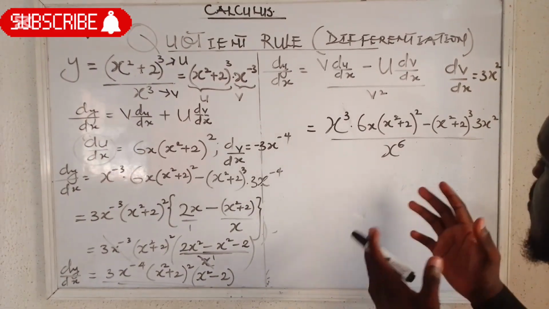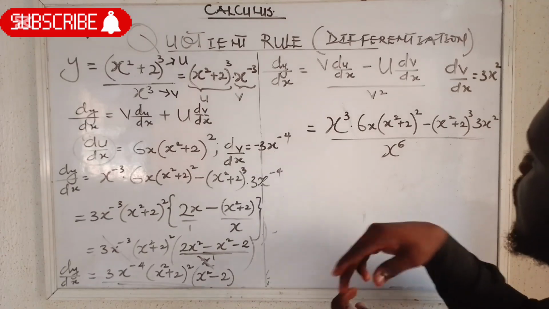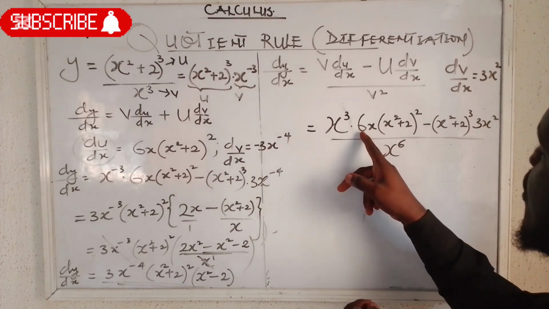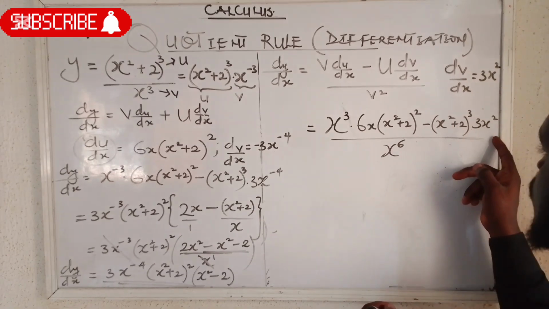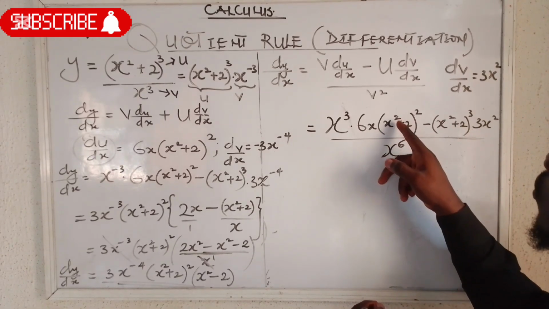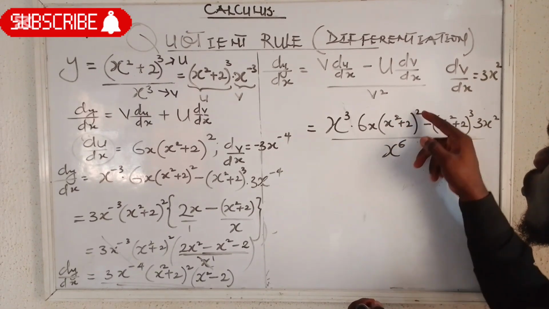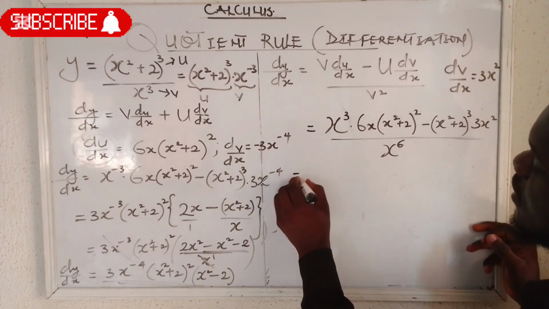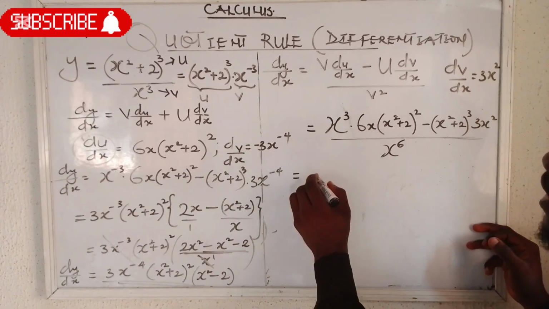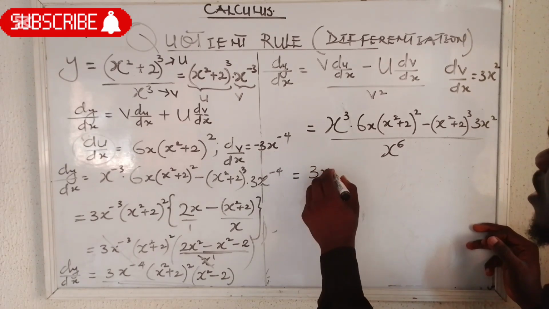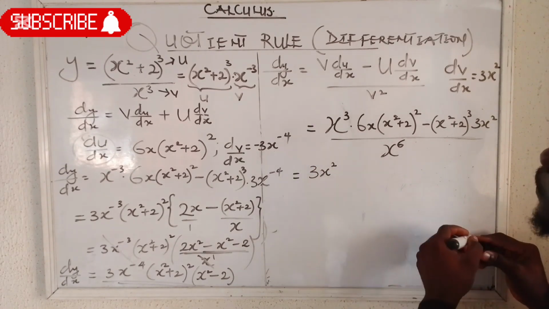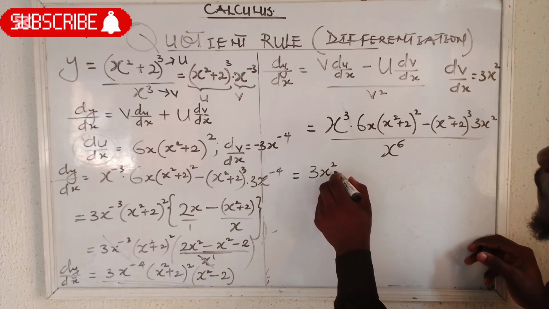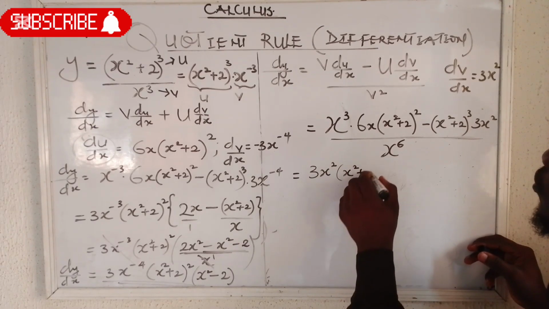So what do we do now? Let's think of how we can factorize. We have 3 here, we have 3 here, we have x squared here and x squared here, and we have x squared plus 2 squared, another x squared plus 2 squared here. So what do we do? Let's factor that out. By doing that, you have 3x squared, then you have x squared plus 2.